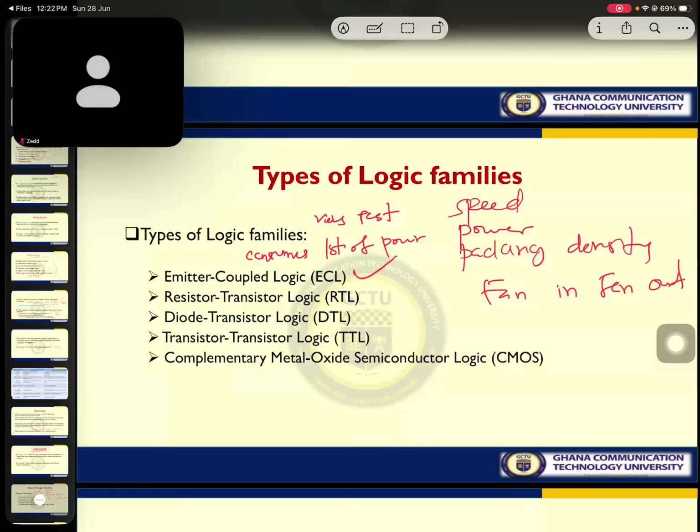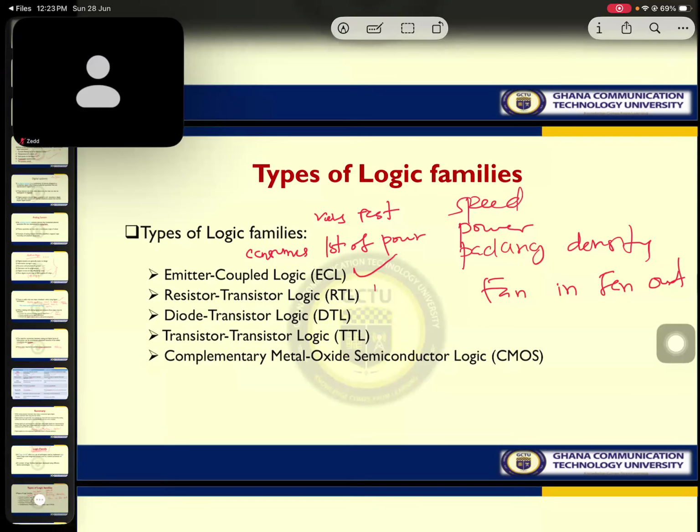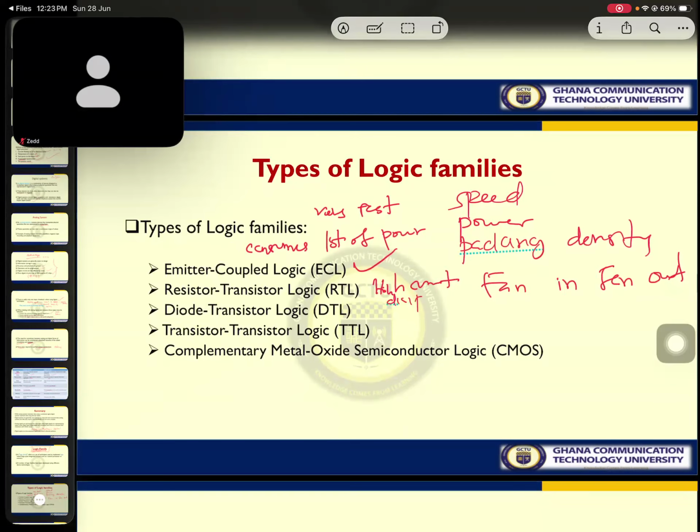It uses resistors as the input network and bipolar junction transistors as a switching method. The main point is that it is very simple to use, but it has high current dissipation when the transistor begins to conduct.